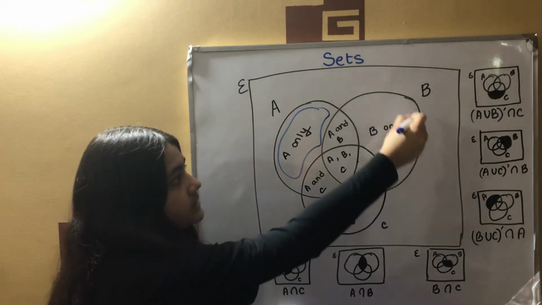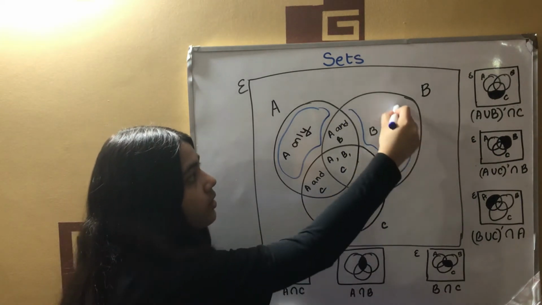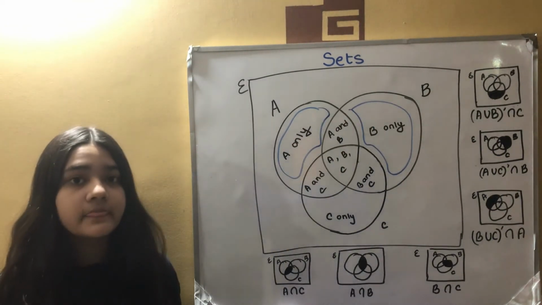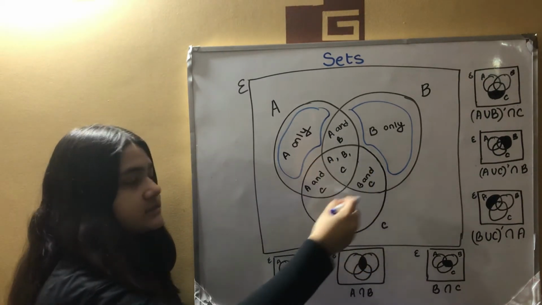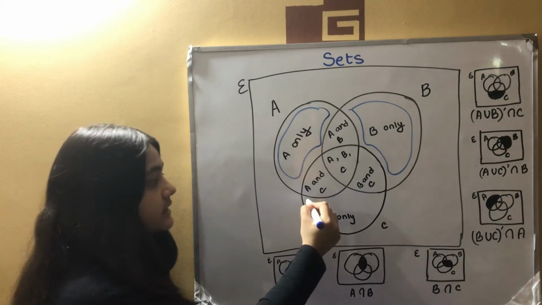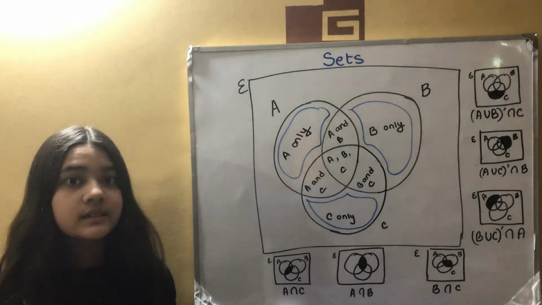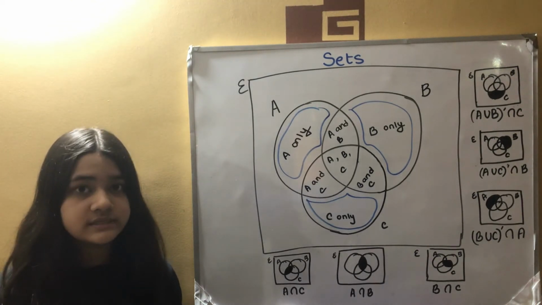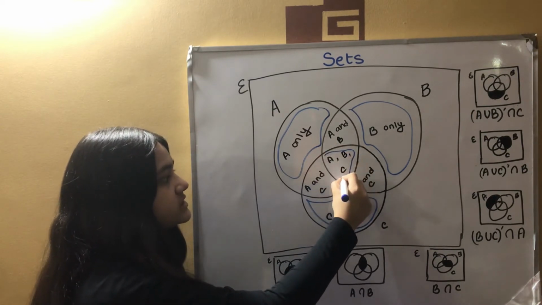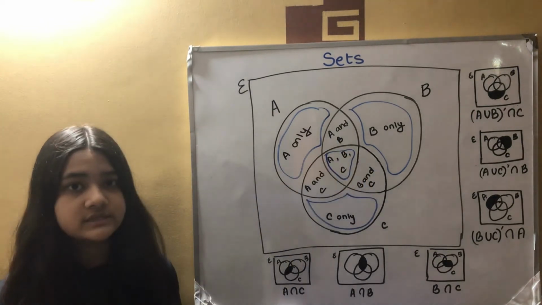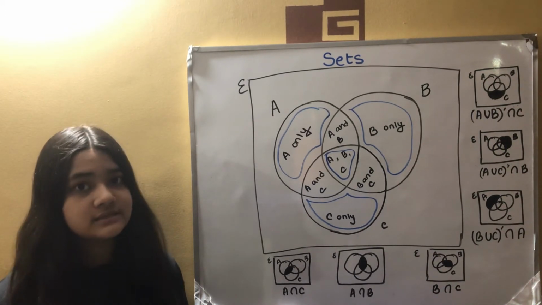This whole circle is set B, and this part is only for set B. There is no set A or set C. This whole circle is set C, and this part is only for set C. There is no set A or set B. And we have this region which is common in all of the sets. Here we have parts of set A, set B and set C.